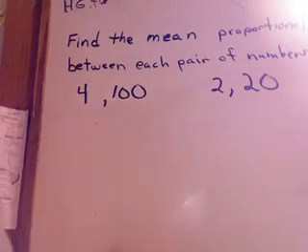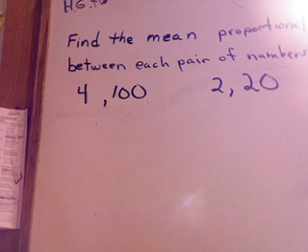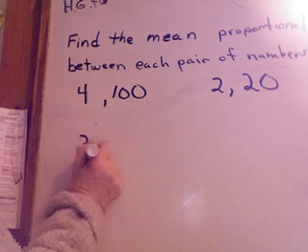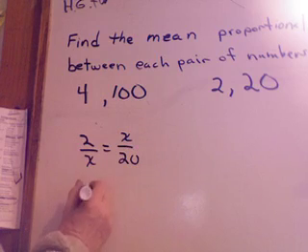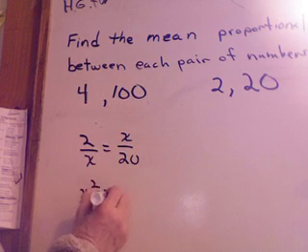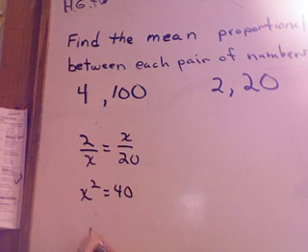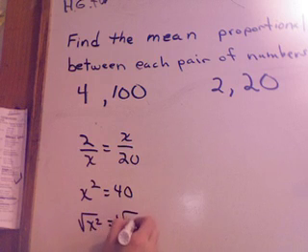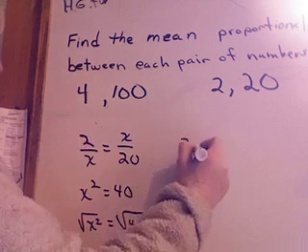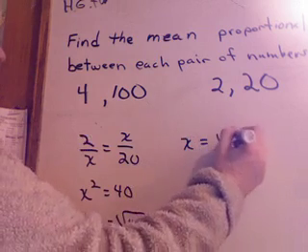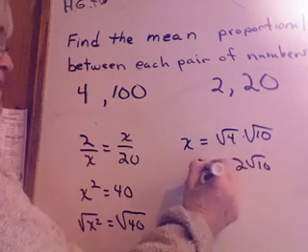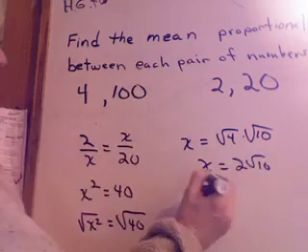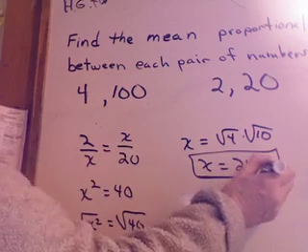So let's see how your work went on finding the proportion between 2 and 20. So hopefully you went 2 is to x, as x is to 20. Next step, x squared equals 40. Next step, square root of both sides. So square root of x squared, square root of 40. Oh, not so nice. X equals square root of 4 times square root of 10, 2 root 10. Are you telling me that the mean proportional between two numbers could be 2 root 10?